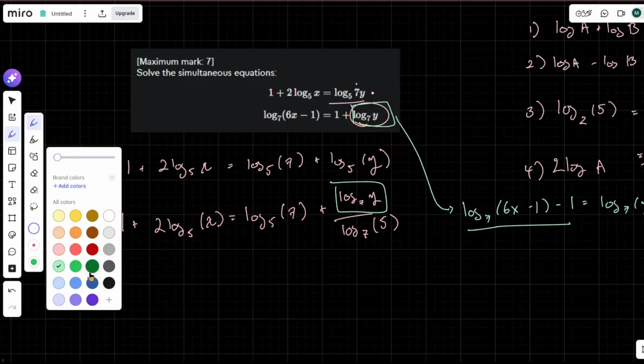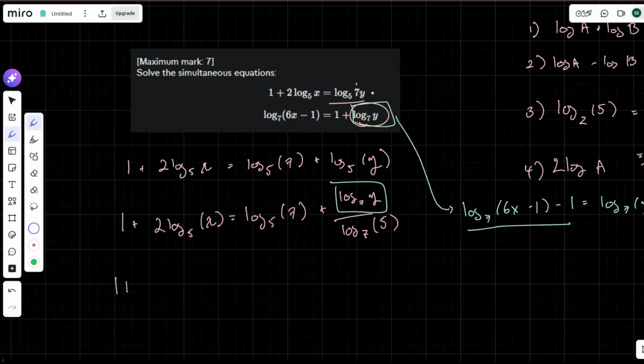So how would we do that? Well, I'm just going to plug these back in. So this is going to be log 5 of x plus 2 log 5 of x equals log 5 of 7, and then we're going to go plus log 7 of 6x minus 1 over log base 7 of 5.